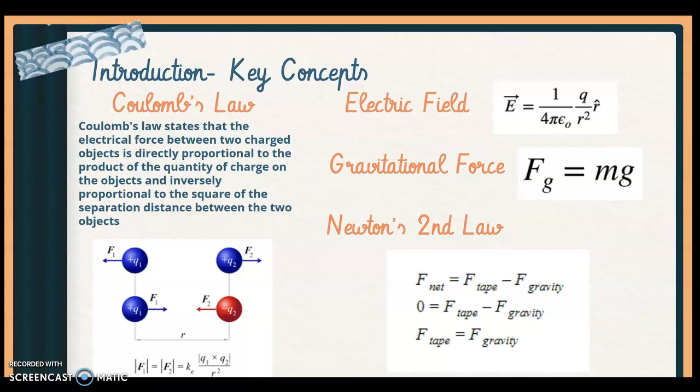Similarly, the gravitational force is equal to the mass of the tape times the acceleration due to gravity in the negative y direction. To find the charge on one tape, we will use Newton's second law. On the floating tape, there are no net external forces as the tape isn't moving. Therefore, the magnitude of the electric force by the bottom tape equals the gravitational force of the upper tape.